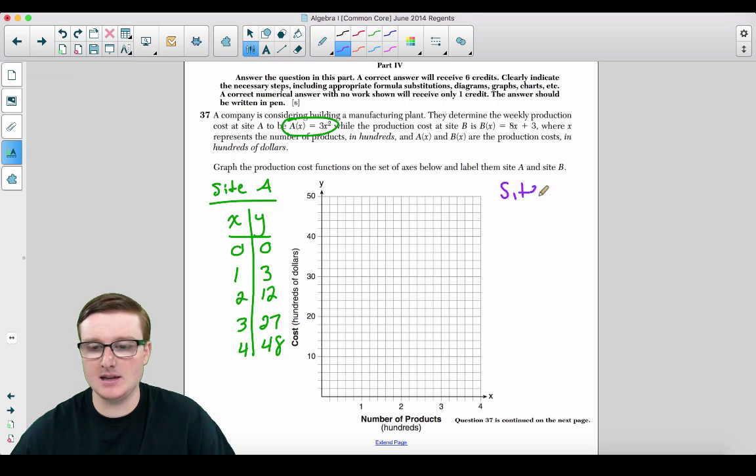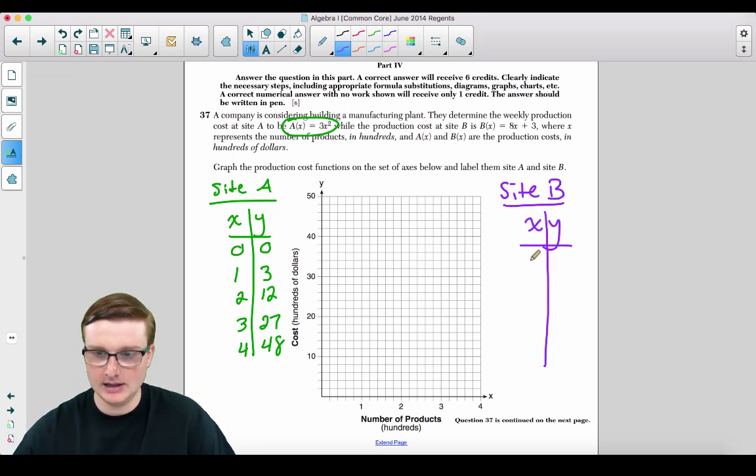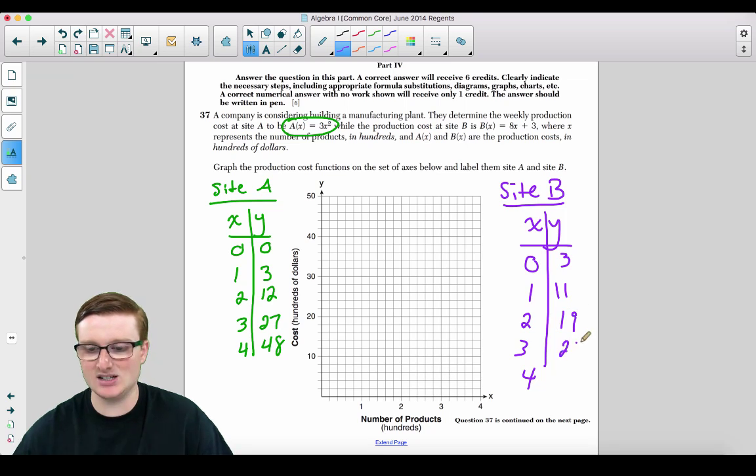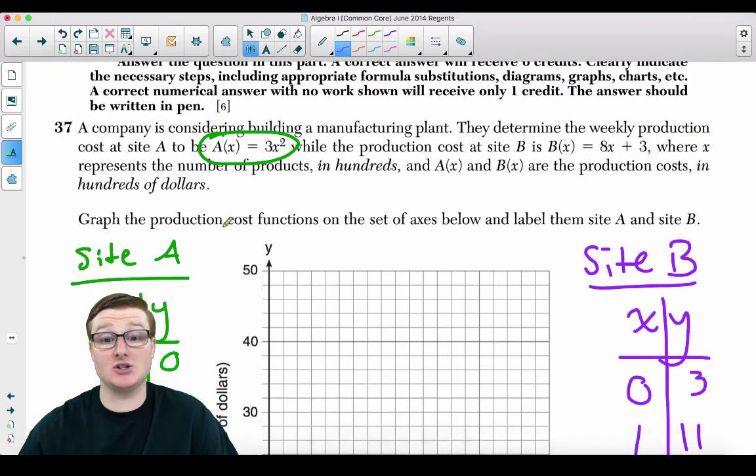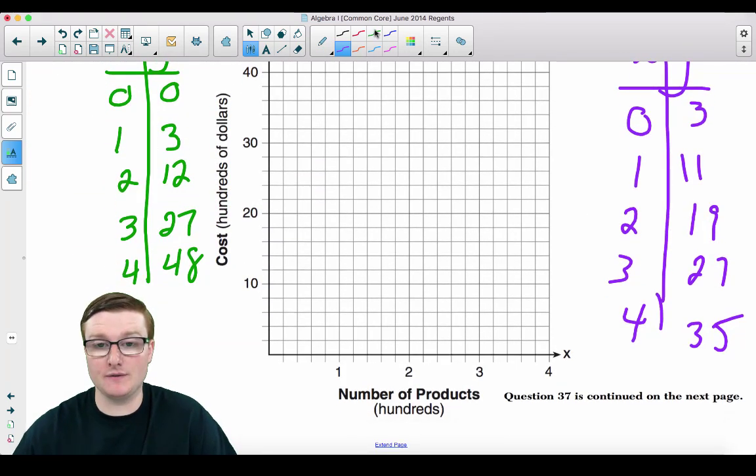So it has to be in quadrant 1. Now site B, the x and y coordinates are 0, 1, 2, 3, 4, and 3, 11, 19, 27, 35. So now what I'm going to do is graph these on my graph page. Cool. I'm going to graph the green one first.